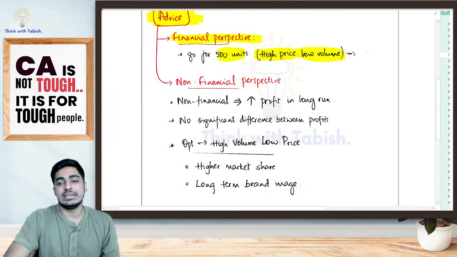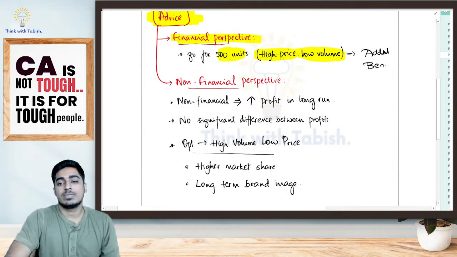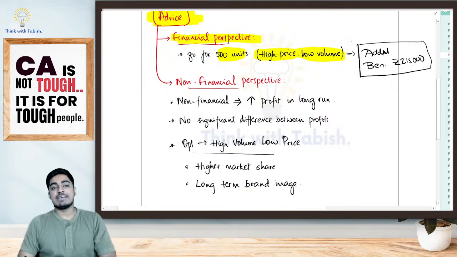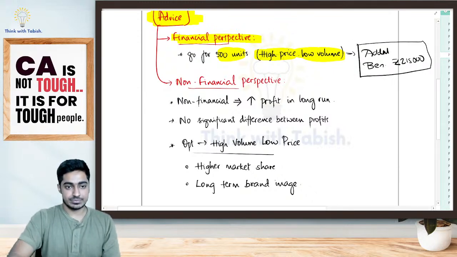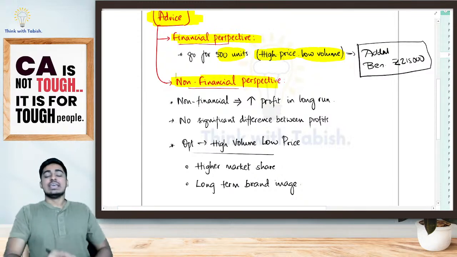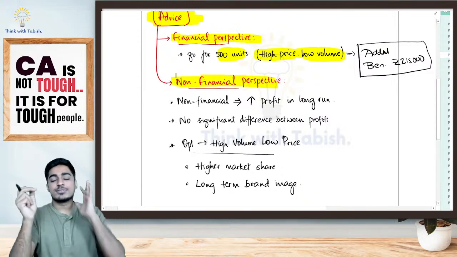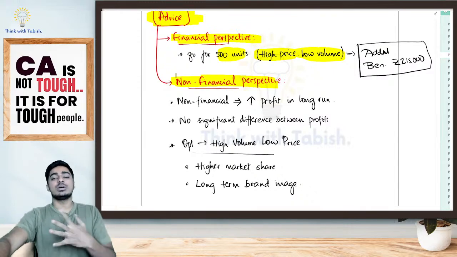Because we have got an additional benefit of rupees 2,15,000. But every decision has a non-financial perspective as well. Now think of the non-financial perspective. Obviously, yes, there is a difference in profit of 2 lakh rupees, but which one would be better? Think of it from the long-term perspective.